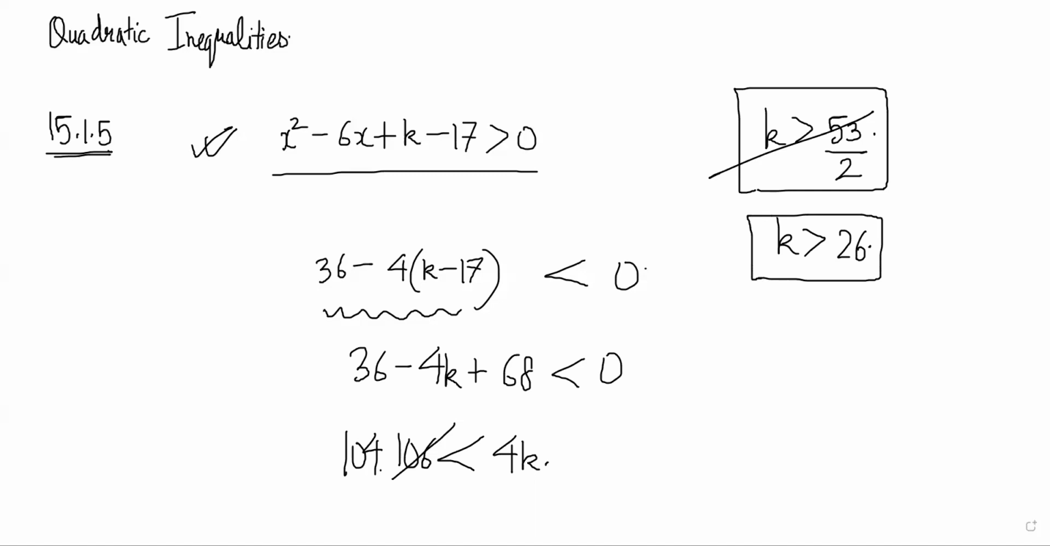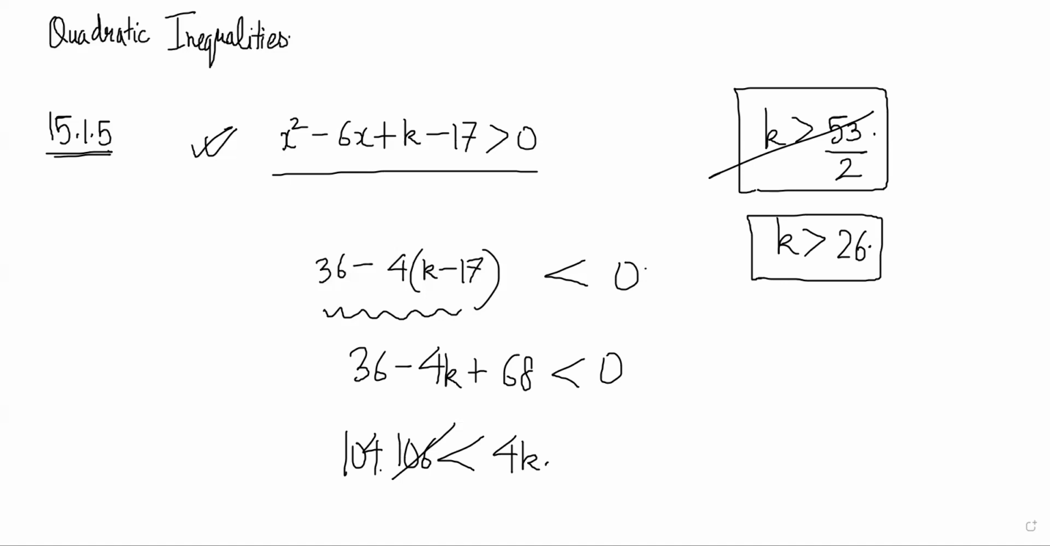For k greater than 26, the quadratic will not have any real roots. So that means it will always be above, right? Yeah. In the second section, we had seen some questions for that. Have you tried the 4 questions in the exercise for the second section?